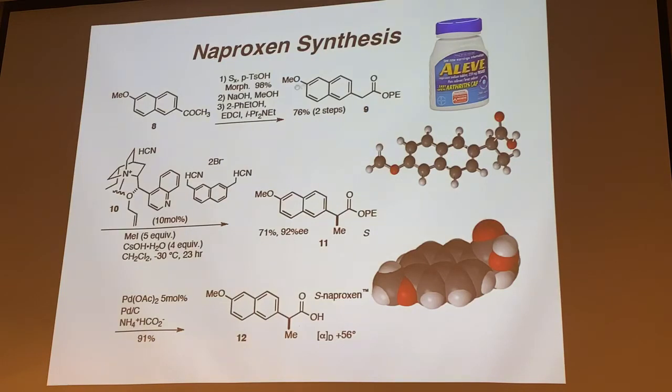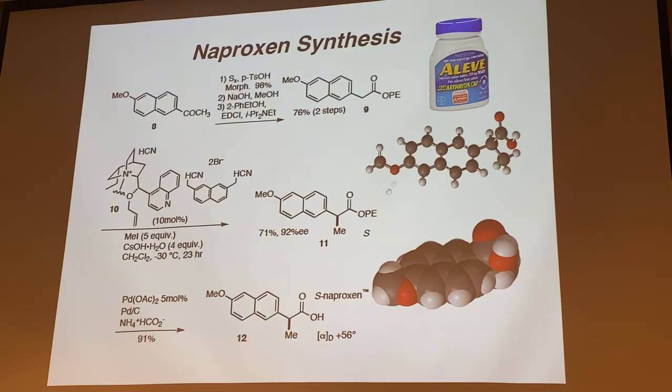Naproxen's a longer acting NSAID compound. Our research group came up with a new asymmetric synthesis for it using this catalytic asymmetric methylation of this ester here. We can put that one stereocenter on with high enantioselectivity. A couple steps to take things off, but there's the drug there. The S form is the active form that inhibits prostaglandin formation. The R form is actually a liver toxin.